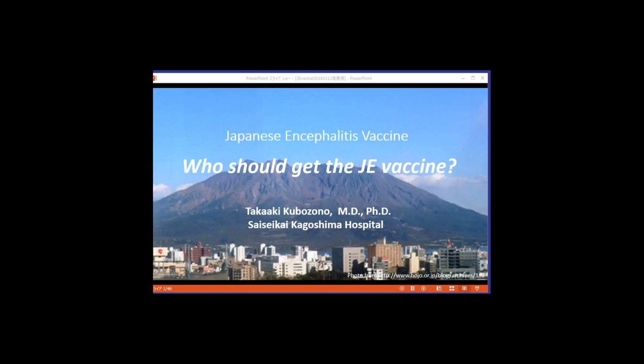Kubozono Sensei, have you seen foreigners at your clinic who have asked for the JE vaccine? Have you had foreigners at your travel health clinic who get the JE vaccine? Yes. About four foreigners per 3 years came to our hospital because the JE vaccine in Japan is cheap, not expensive. That's the reason they said.